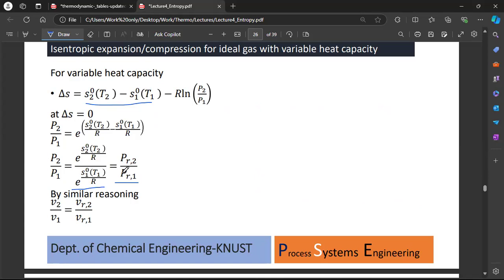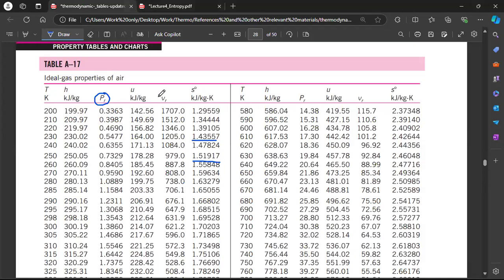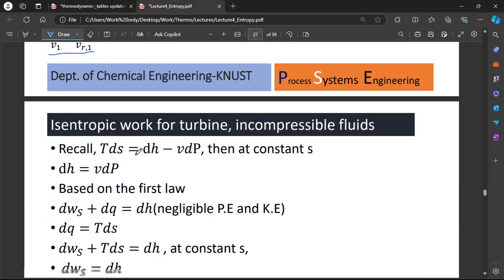The ratio of the pressures will be equal to the ratio of the relative pressures at those temperatures. In the same way, if we had used the expression that was working with volume instead, and not pressure, we would have ended with this expression. This is also the relative volumes at the given temperatures. So once again, we can read those ones from this table, right? So that's something to take note of.